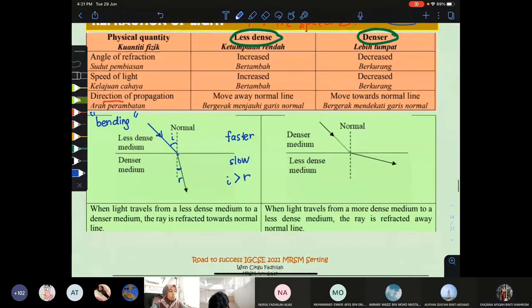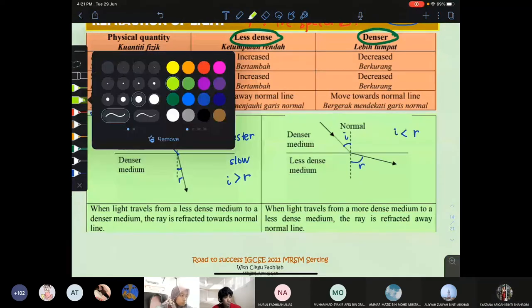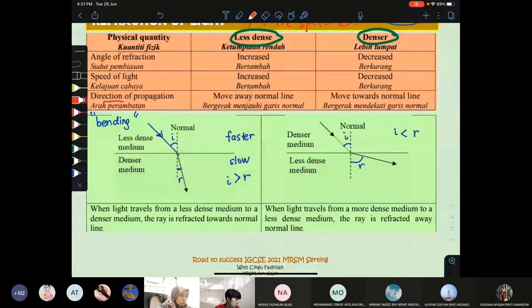Alright, this one is the other way around. I is less than R. And of course, your teachers also understand this very well. What is the common student mistake? They often get it wrong when the question asks where the angle is. The angle is actually from the normal line, not from the boundary. Okay?